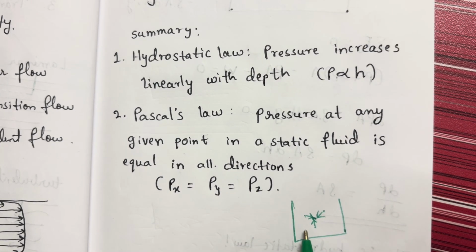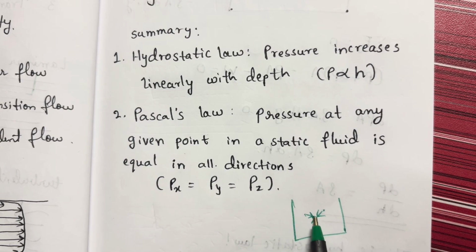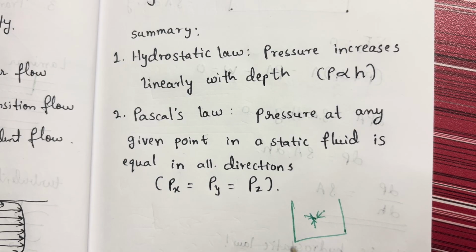What does this state? Let's say you have a beaker. At any given point, the pressure acting is the same in all directions. For example, let's say you have a balloon filled with air. You try to push it into the water, then it shrinks uniformly. Why? Because the pressure on that balloon is equal in all directions. That's why it shrinks uniformly.